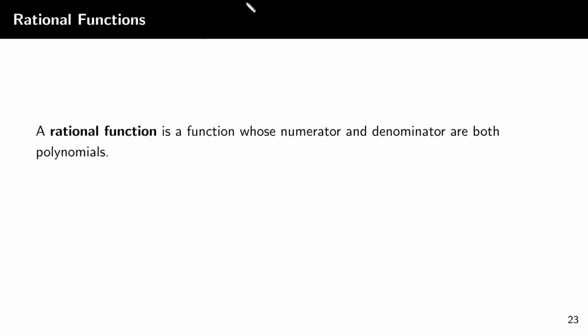Okay, let's continue our discussion on special types of functions. So here I have the definition for a rational function. A rational function is a function whose numerator and denominator are both polynomials. So for example, I have f of x equals, let's say, x squared plus 3x plus 1 divided by x squared plus 4x plus 4.